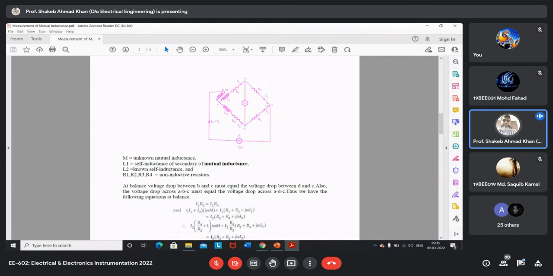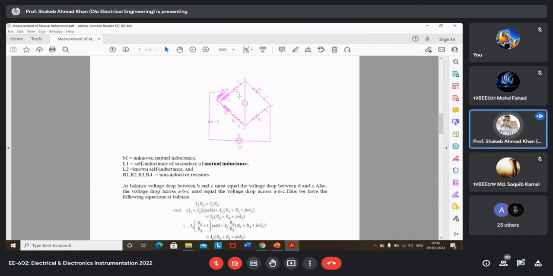Although it is a 4-arm bridge, the easiest way of finding the balance equation is a bit different, although the concept remains the same. In any case, the bridge will be balanced as usual, as the process of bridge balancing remains the same. As we balance the other bridges, this bridge will also be balanced by varying the variable components.